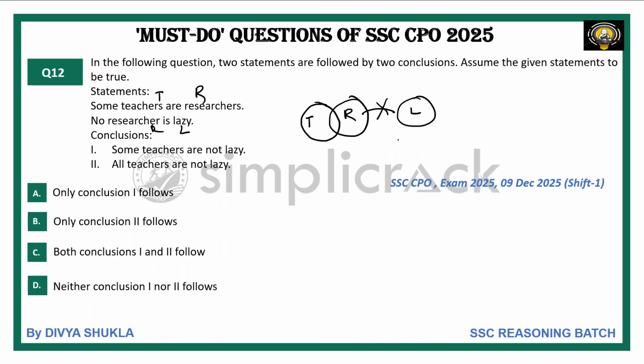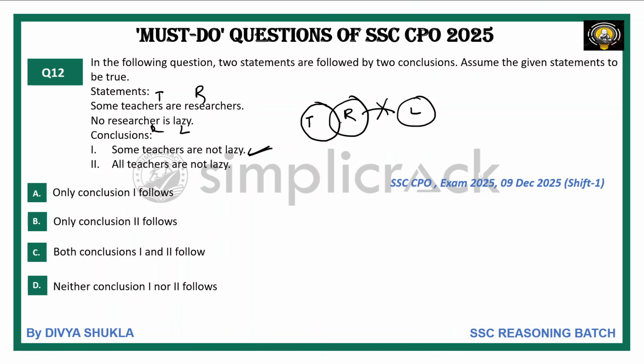So understand, don't write lazy and teacher overlapping. Don't show the overlap between teacher and lazy, because it is not given. So obviously there is a partial overlap between teacher and researcher, and no overlap between researcher and lazy. That means 0% part of researcher overlaps with 0% part of lazy. If I'm saying no researcher is lazy, then no lazy is researcher is also correct, because in no and some it works both ways.